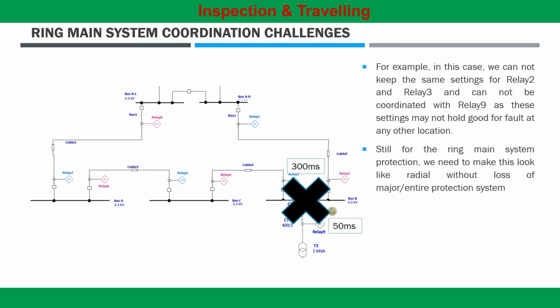So for a ring main system, you cannot apply the same concept which you use for radial system protection and coordination. However, we need to make this coordination look like radial feeder coordination without loss of major or entire protection system.